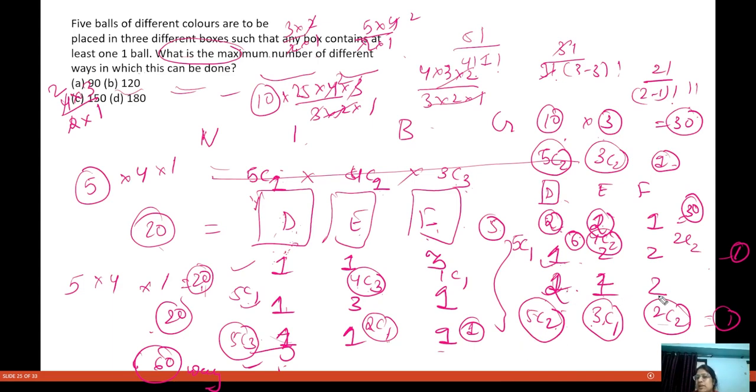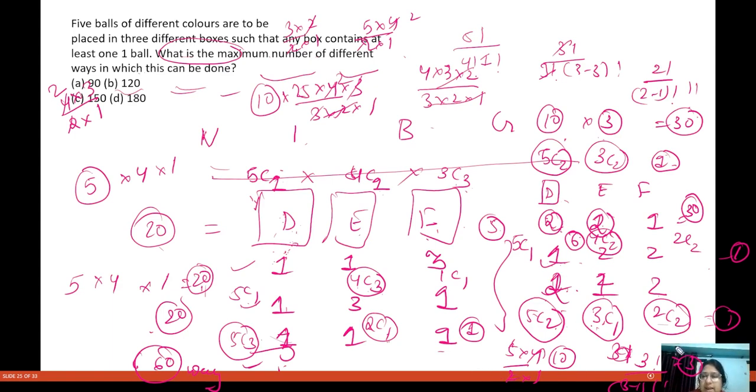And what is this? 2, 1, 2. This will also come 30 only because 5 into 4 divided by 2 into 1, so this is 10. 3C1 is nothing but 3 factorial divided by 3 minus 1 factorial and 1 factorial. So this will be 3 only. So this comes to be 10, this comes to be 3, and this comes to be 1 only.